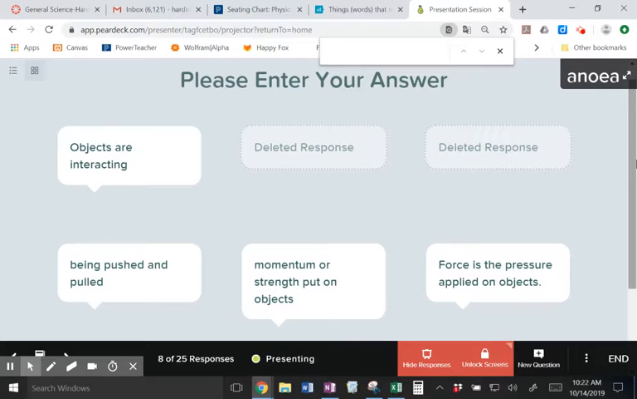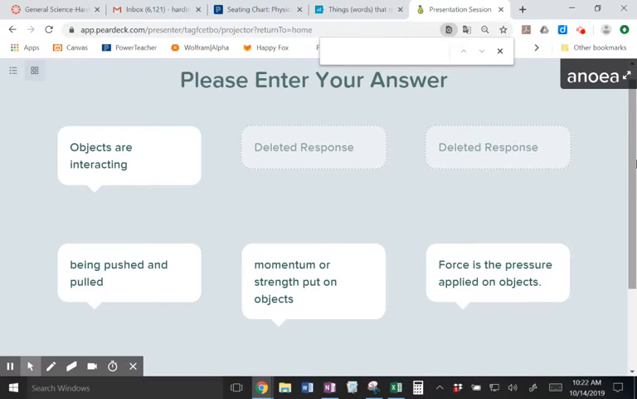What about this word interacting here? Could that imply they're pushing each other? If they're interacting, could they be pushing? If they're interacting, could they be pulling? Could they be moving? Could they be not moving? Is the bowling ball interacting with the rope over here? Okay. So let's run with that.